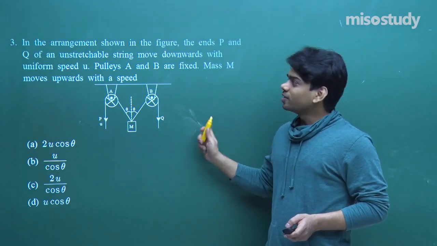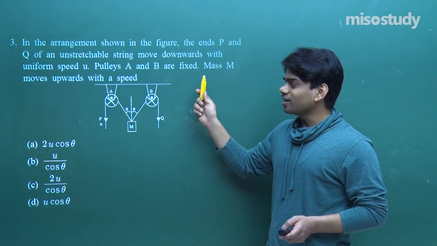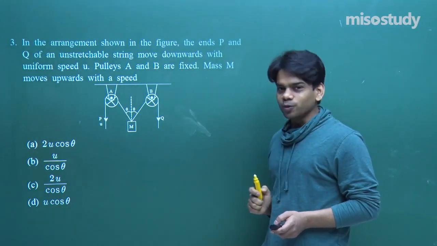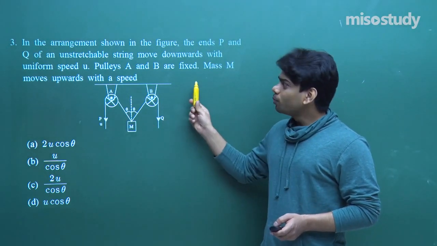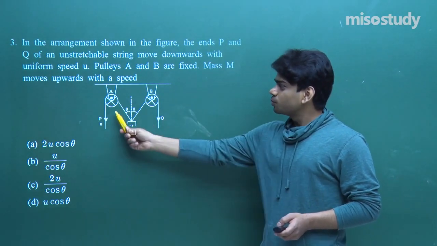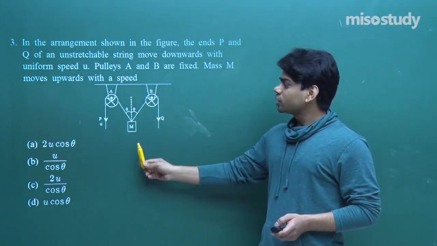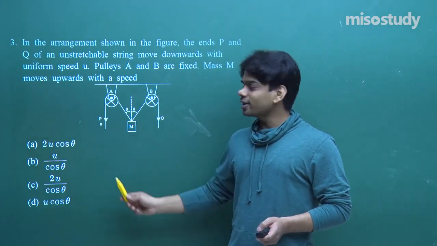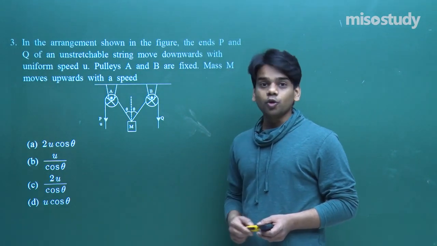Diagram given. Third one. In the arrangement shown in figure, the ends P and Q of an unstretchable string move downwards with uniform speed u. These strings are moving downwards with speed u. Pulleys A and B are fixed. This pulley A, this pulley B are fixed. Mass M moves upward with a speed. We need to find out how it is related. A 2u cos theta, B u by cos theta, C 2u by cos theta, D u cos theta.